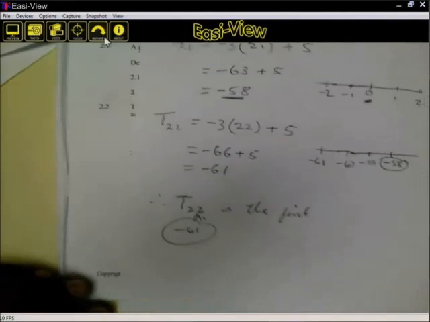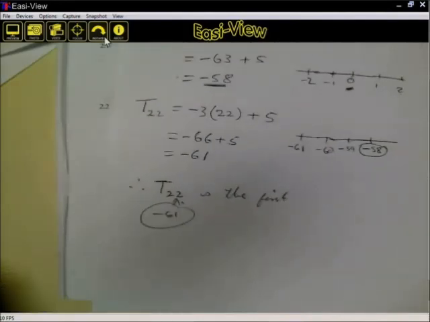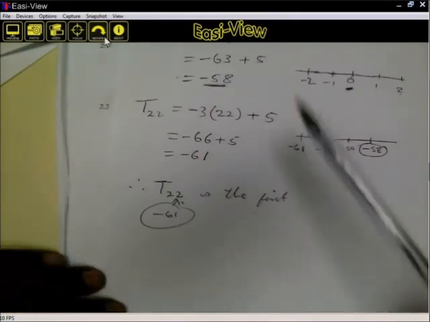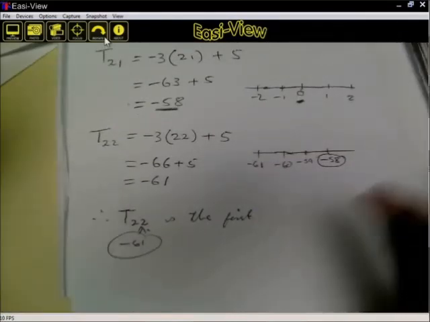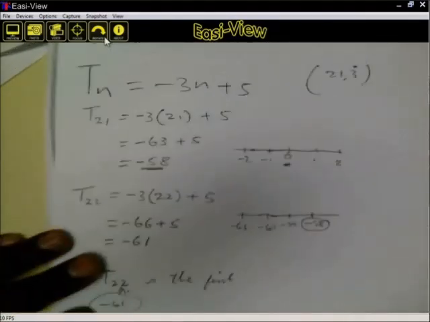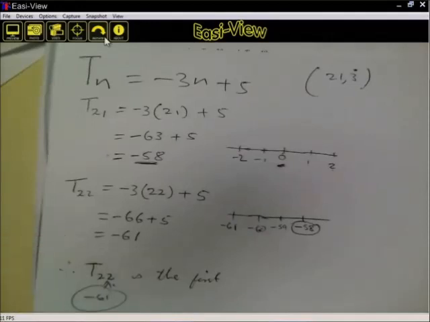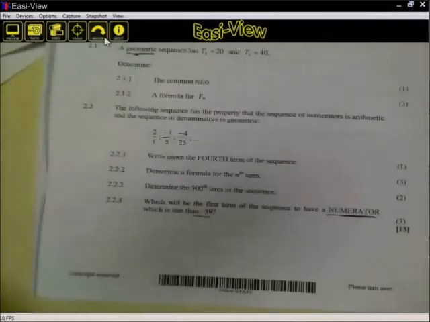So the most important thing was for us to establish first where in the sequence we find negative 59. And we realized that it is somewhere between 21 and 22. That is why we tested with 21 and 22. Right, I hope you found that question to be interesting.